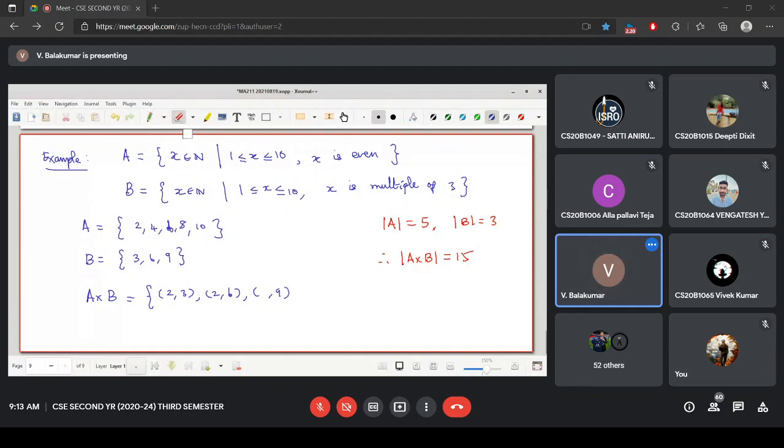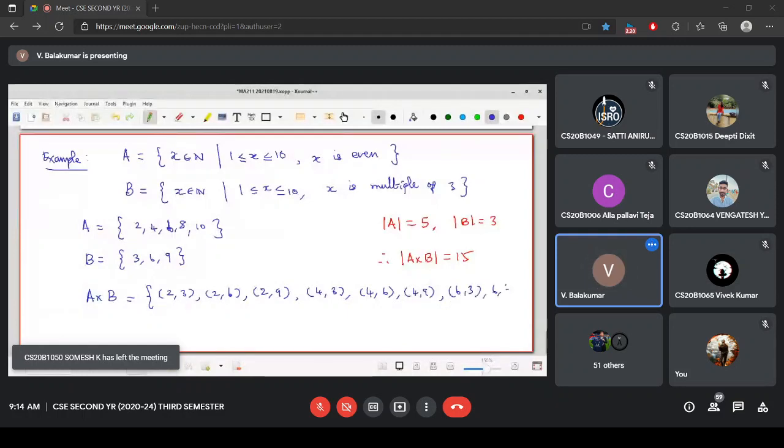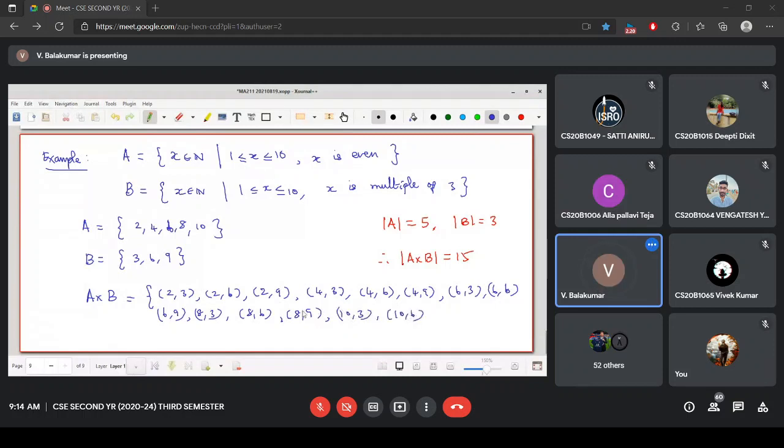I have taken the first element from the first set, the second element from the second set: 4, 3; 4, 6; 4, 9. Then 6, 3; 6, 6. Do not miss anything, be careful. Verify whether I'm correct. 8, 3; 8, 6; 8, 9; 10, 3; 10, 6; 10, 9.